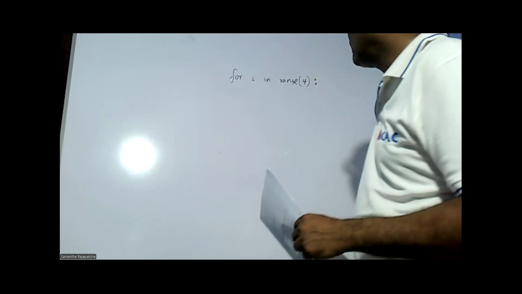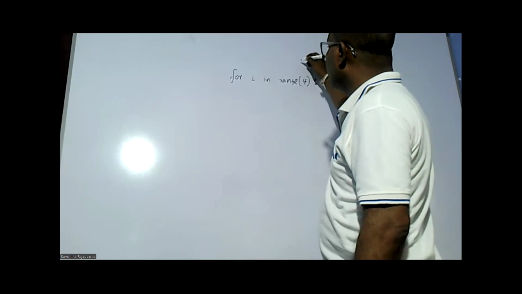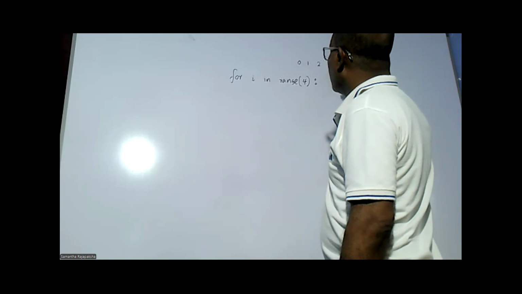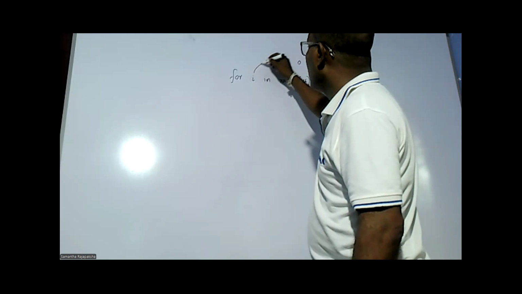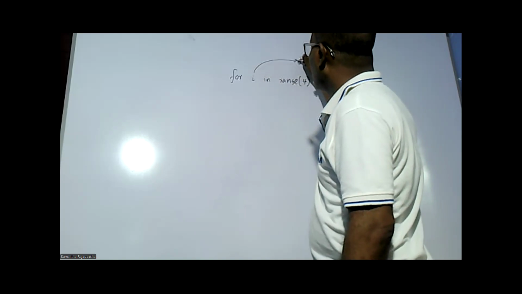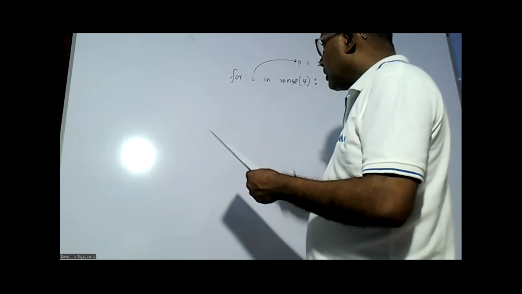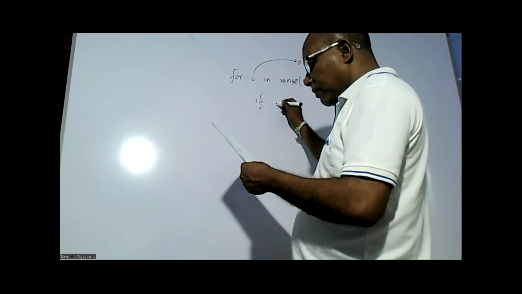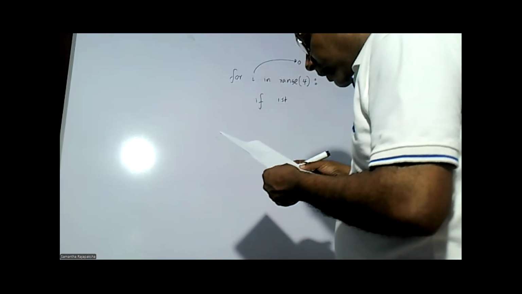Then this range 4 function returns the values 0, 1, 2, 3, but not 4. So initially I is equal to 0. Then what do you do? We take this condition, if, and we check with the array name.